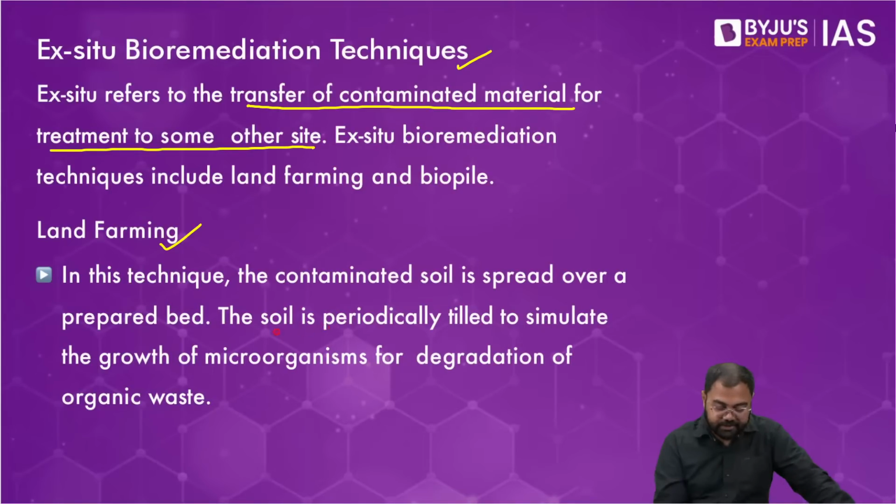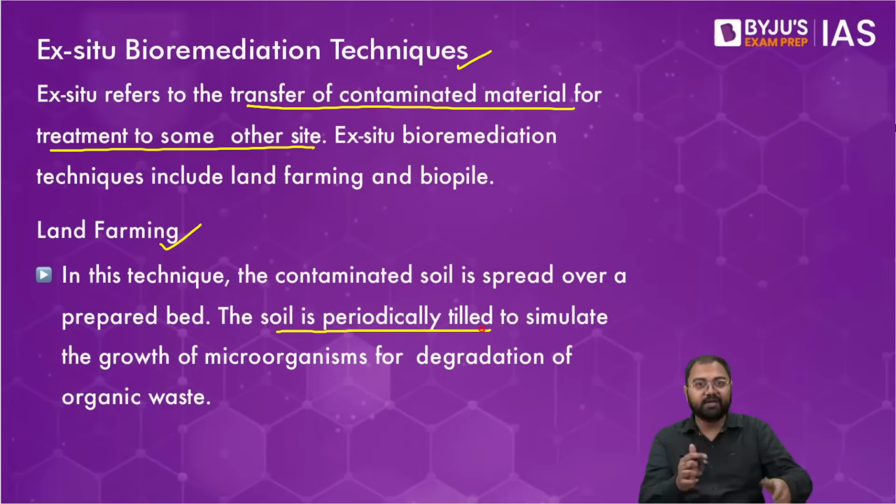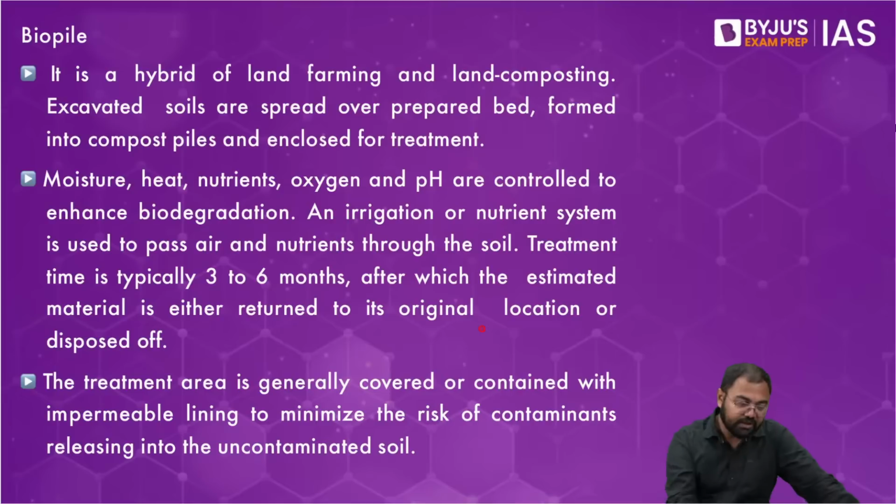So in this particular scenario, the soil is periodically tilled to stimulate the growth of microorganisms for degradation of the organic waste. That is basically what happens in land farming. An easy technique, just that you take the soil to some place, and there periodic tillage of the soil will happen, and that will just wake up the microorganisms so that they can start their decomposition process. Then after this, we have something called biopile. Now, in case of biopile, the method is much more intricate.